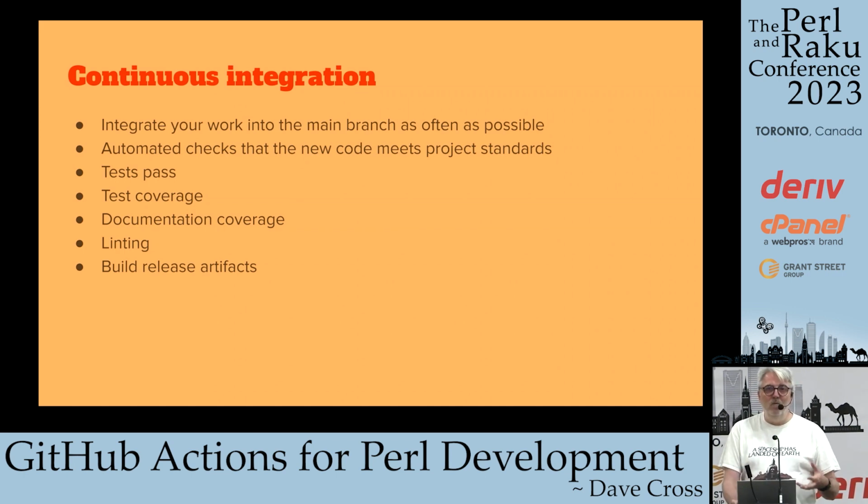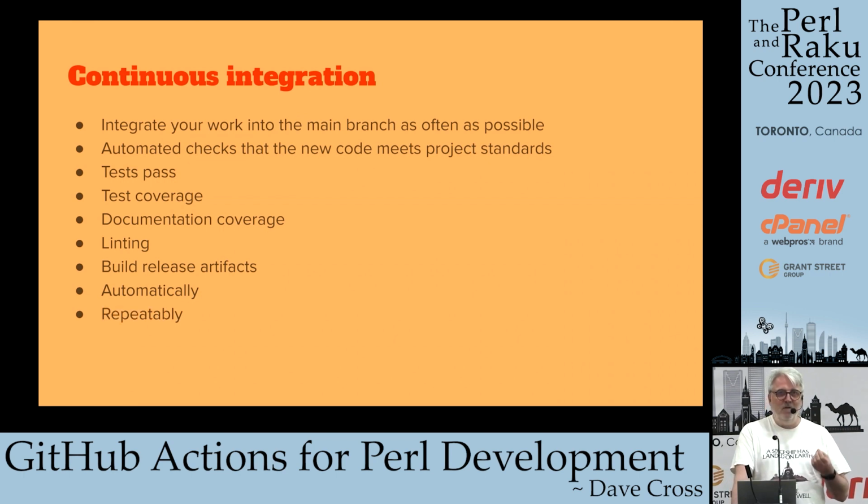You might build release artifacts like an RPM or something like that, which you are then using to push your code through the deployment process. But the important thing about it is that it happens automatically. It happens repeatably. Is that the right word? And it happens on every commit or every pull request into the main branch.